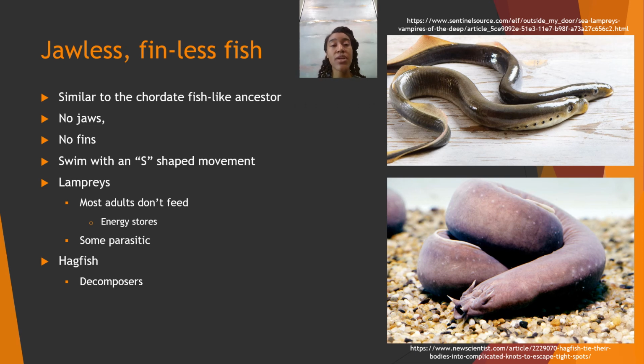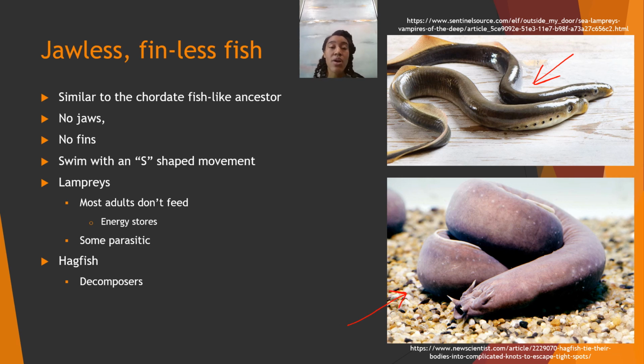The simplest group of chordates are the jawless finless fish, and the common shared ancestor for all chordates is thought to resemble these types of fish. These fish have no jaws and no fins, hence jawless finless, and they swim in an S-shaped form. So almost like you imagine a snake crawling on land, that's how they swim but underwater. The two types of jawless finless fish that we have are the lampreys, which are seen here, and the hagfish, which are seen here in this lower image.